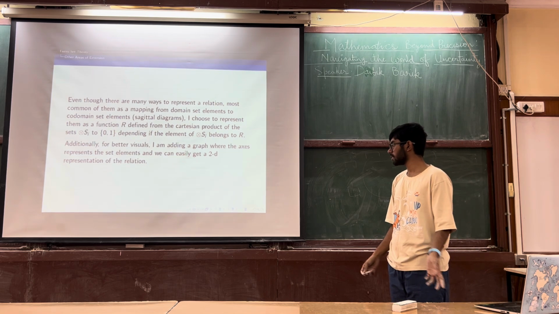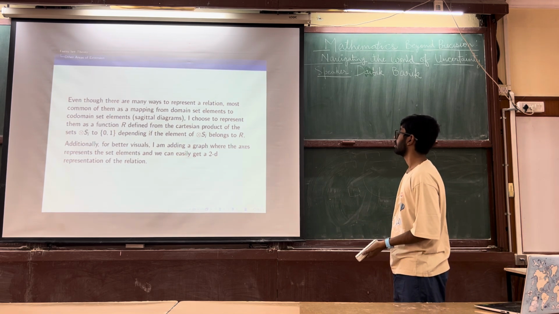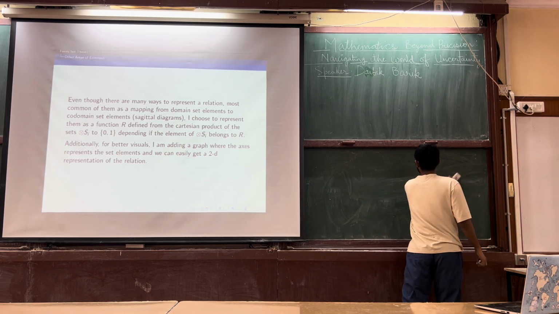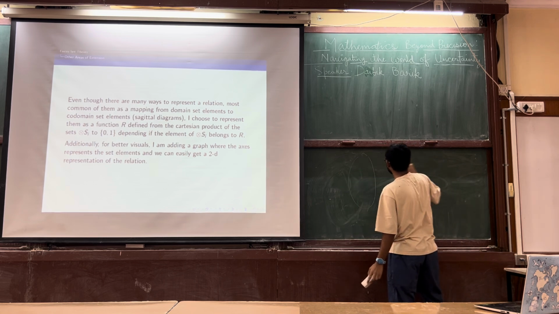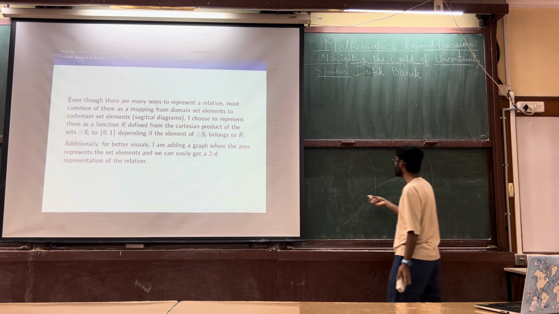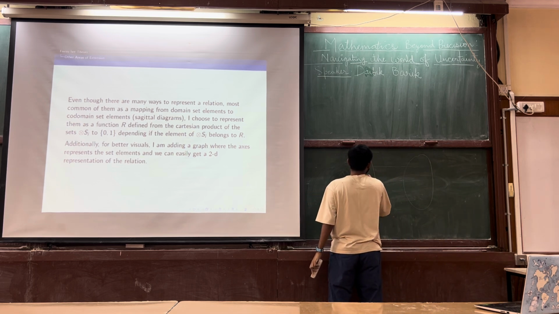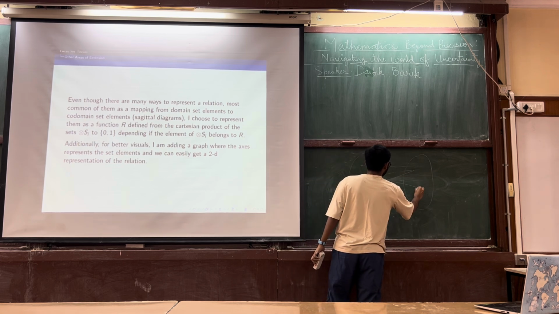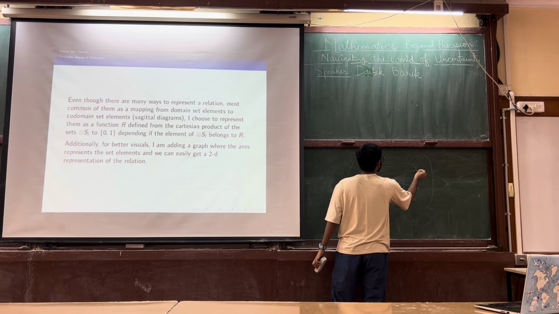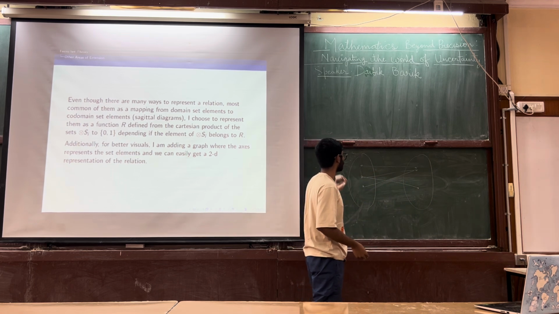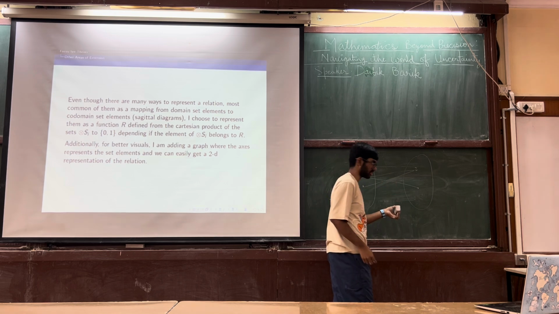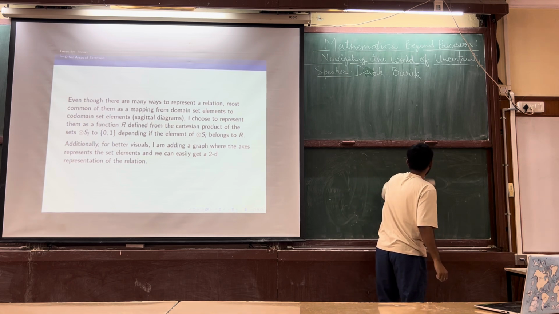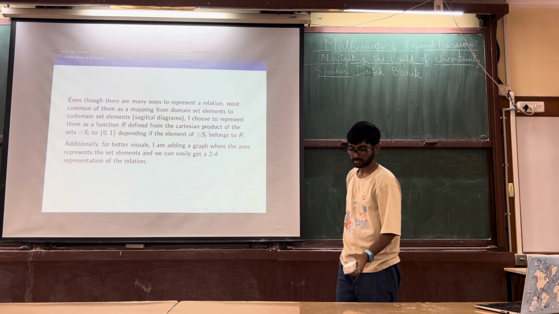So firstly we have to take a representation. One of the most common ways of representing a relation is to take a domain and codomain and map the elements like this. But then I can also go like this. But then there is no notion or way to express the membership values here, so I am not taking this representation. I will be taking a different one, which has a graph.